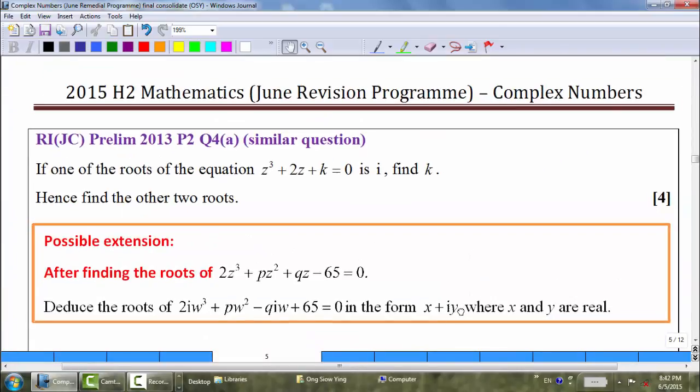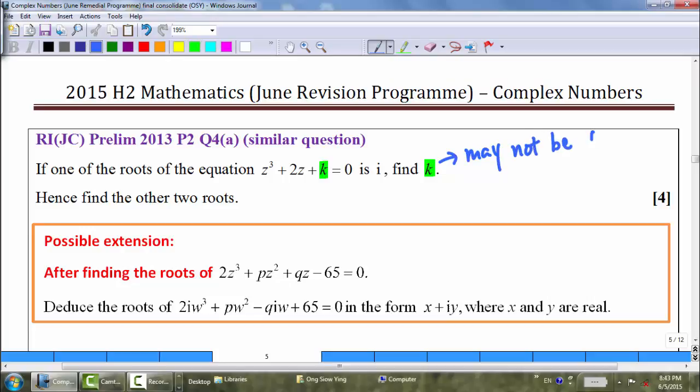Now, if you look at this part of the question, you notice there's a possible further extension, where you can look at a same-year RI paper, a short question. It's a similar question. The thing you have to be very careful about is to take note that when they talk about K, K is unknown here. They didn't mention the value of K. In other words, your K may not be real.